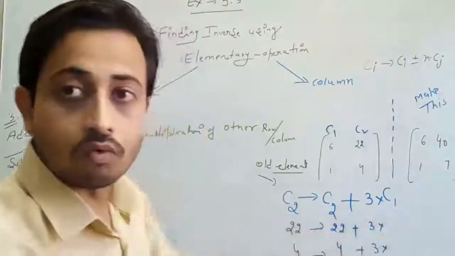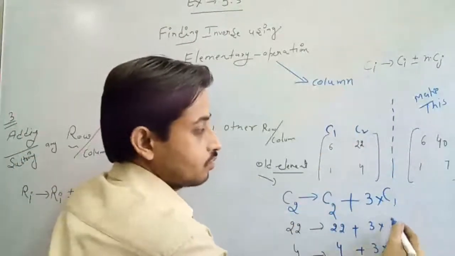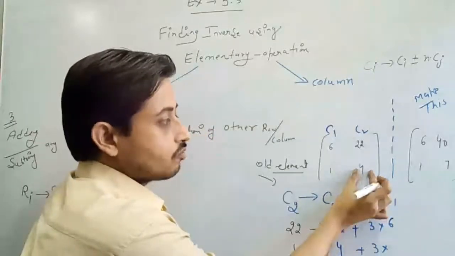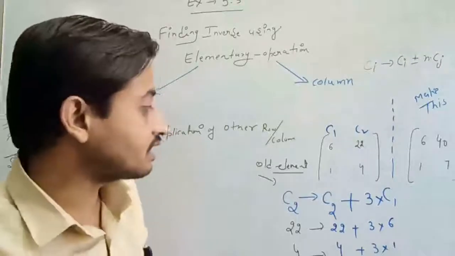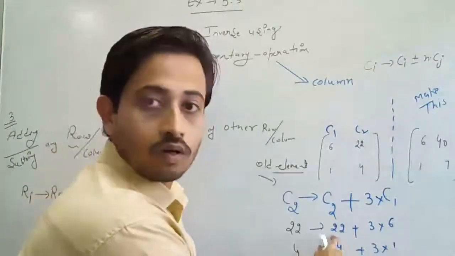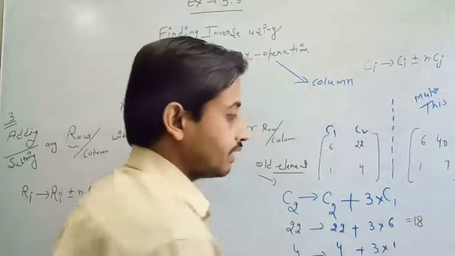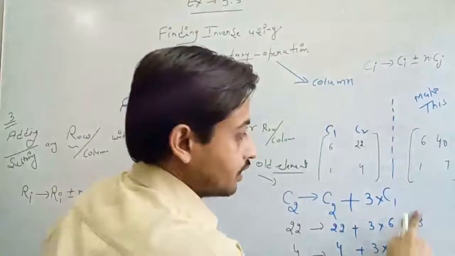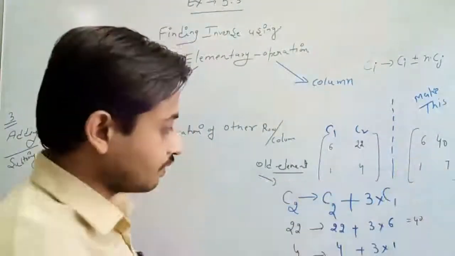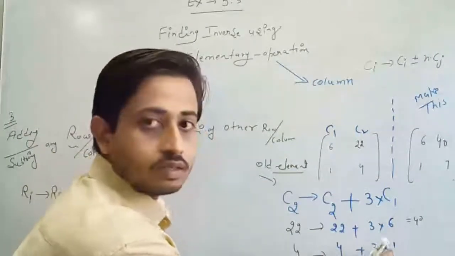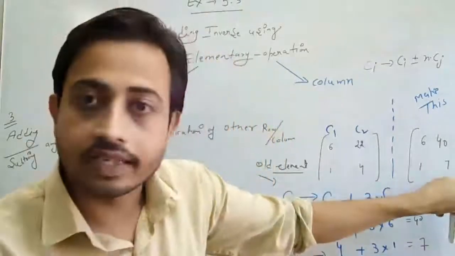Now C1. What is C1? The corresponding element of 22 is 6, so we have to use 6. Now the corresponding element of 4 is 1, so we have to multiply by 1. Now simply solve it. What's the result? 22 plus 3 into 6, that is 18. 18 plus 22, we get 40. So this is our desired element. Now the same here: 4 plus 3 into 1 is 3, and 3 plus 4 is 7. And this is our second element.